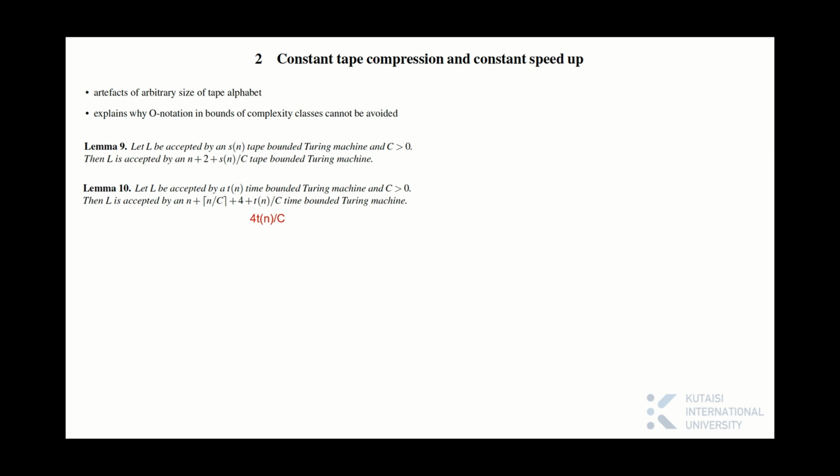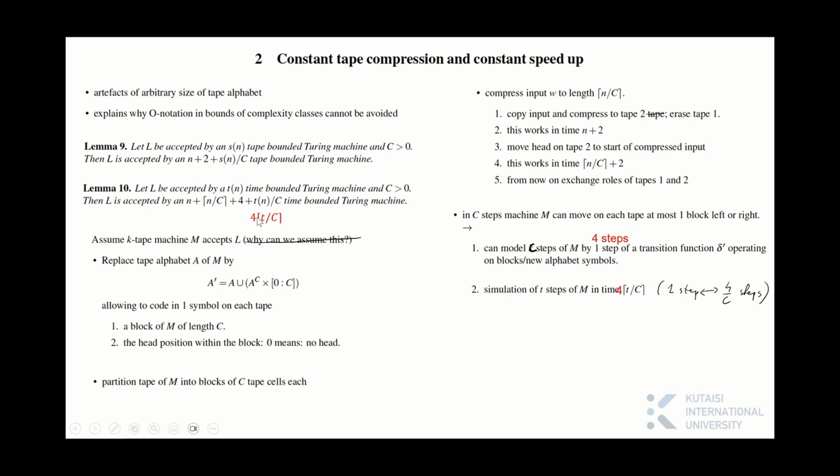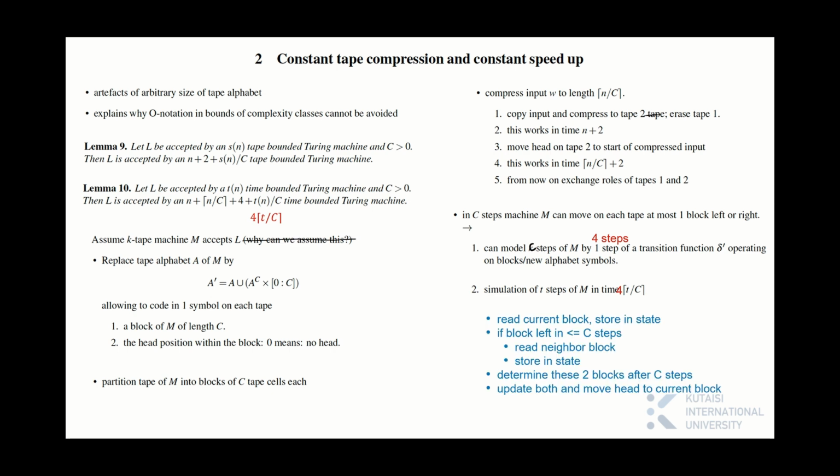And it turns out you can also do a similar thing for the time compression. But in time compression, let's say again, if L is accepted by a T(n) time-bounded Turing machine and you give me a number C, then I can construct a new Turing machine that takes 4T(n) divided by C. So if C is large, this 4 doesn't really matter. What this is really saying is that you can simulate C steps of an old machine with 4 steps of the new machine, basically.